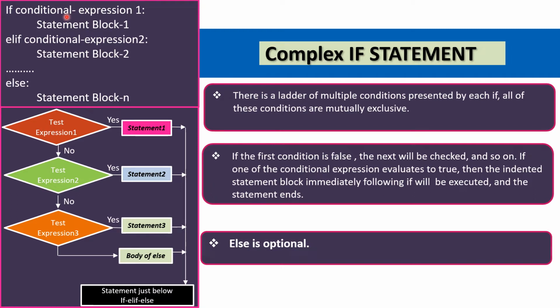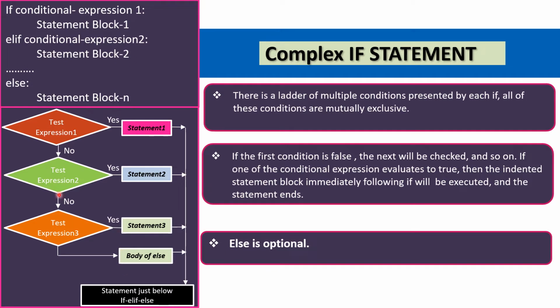So you can see here the flow chart also. Here is test expression 1, expression 1, expression 2 and expression 3. First of all, it will test the expression 1. If it is yes or true, it will execute statement 1 and the flow of control will directly go to the statement just below the if elif else statement.